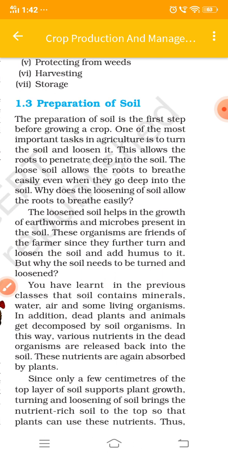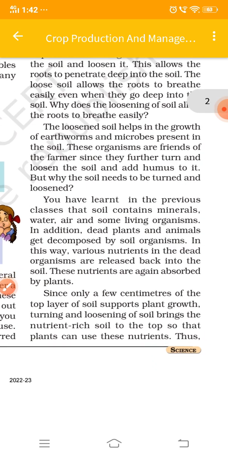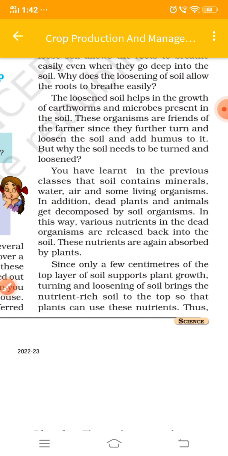You have learned in previous classes that soil contains minerals, water, air, and some living organisms, and dead plants and animals get decomposed by the soil organisms. In this way, various nutrients in the dead organisms are released back into the soil. These nutrients are again absorbed by plants as manure. Since a few centimeters of the top layer of soil supports plant growth, turning and loosening of soil brings the nutrient-rich soil to the top so that plants can use these nutrients.